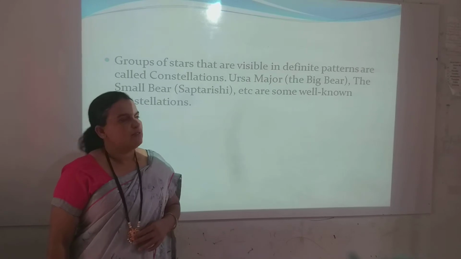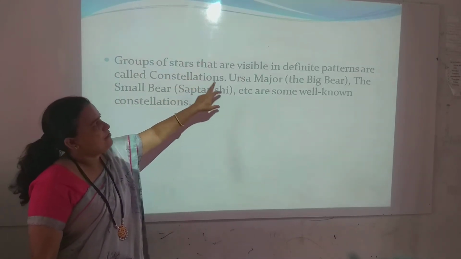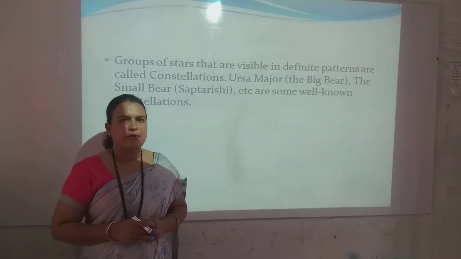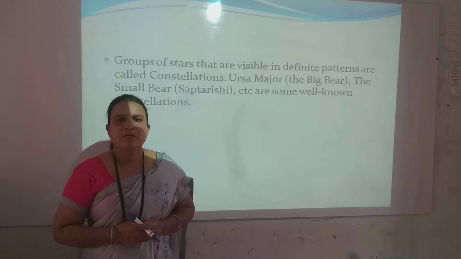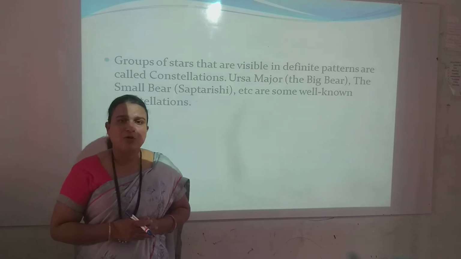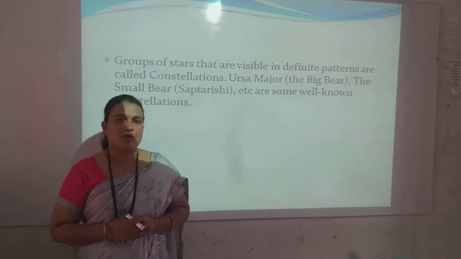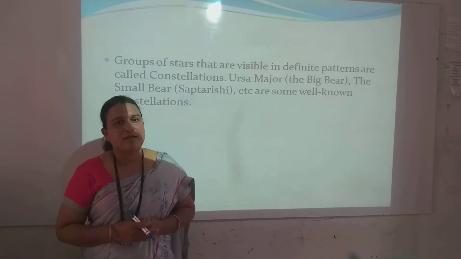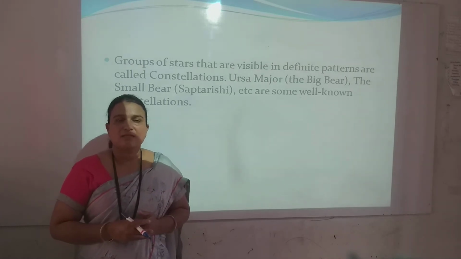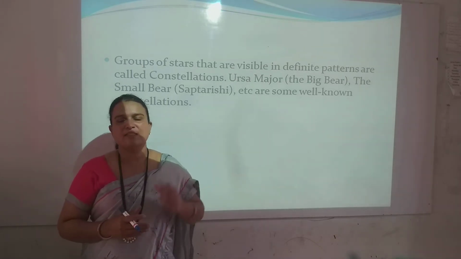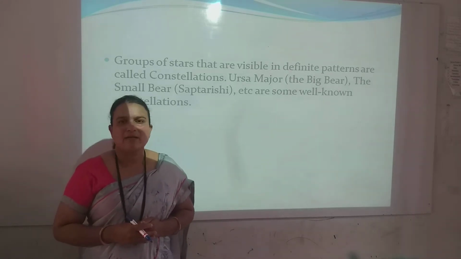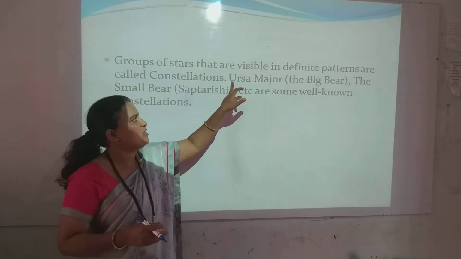Now the constellations: groups of stars that are visible in definite patterns. If you observe the clear night sky, we can see many innumerable stars. Many times we try to count the stars, but we cannot. That's why stars are called innumerable, uncountable. If we look, some of the bright stars form particular patterns, and one of these patterns is Ursa Major.